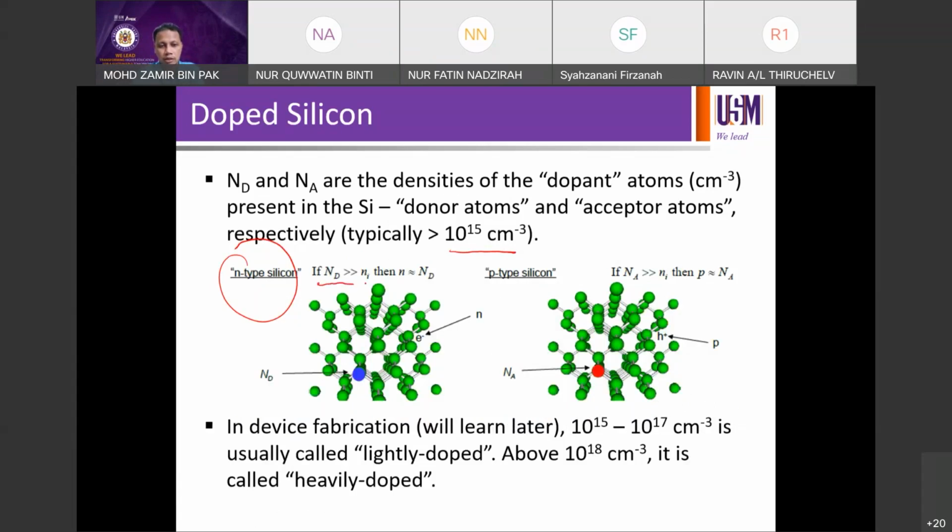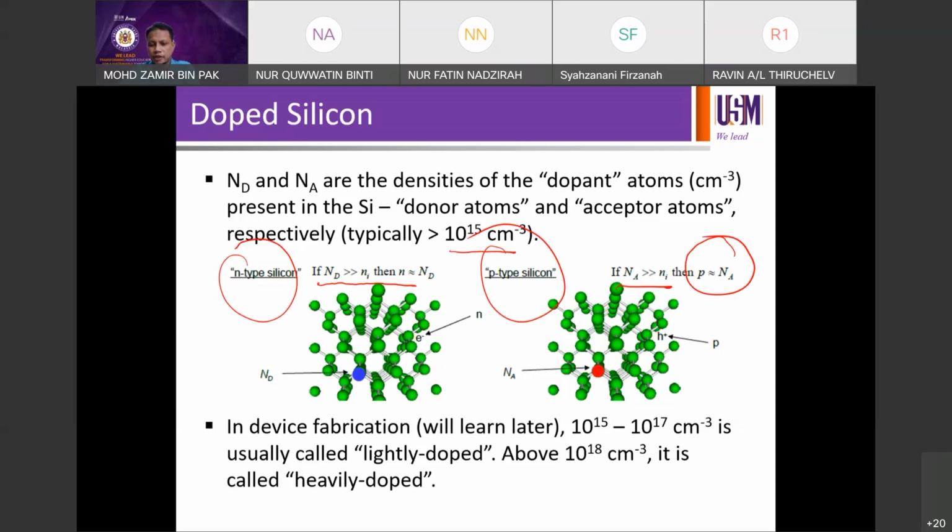So when your Nd is way bigger than your Ni, your effective carrier concentration N will be approximately equal to Nd, because it is 5 orders of magnitude higher than the intrinsic carrier concentration. So you can estimate N to be equal to Nd for N-type silicon, right? And the same goes for P-type silicon. If your Na is 10 to the 15, and that is way higher than Ni, which is 10 to the 10, then you can approximate P as equal to Na, right?